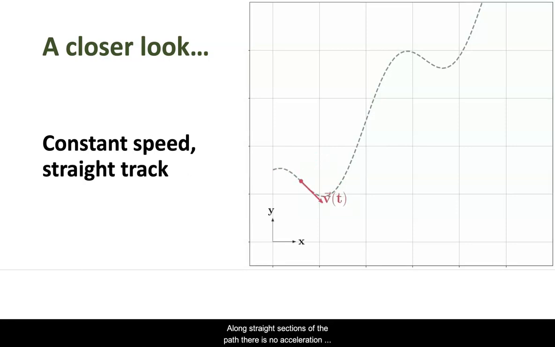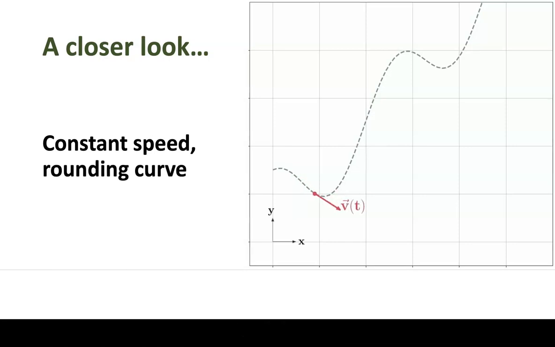Along straight sections of the path, there is no acceleration, since neither the velocity's magnitude nor direction are changing. But what happens when the car rounds the curve? The speed is not changing, but the direction definitely is. If velocity is changing, then there must be an acceleration. We can find the direction of the acceleration by looking at how the direction of the velocity vector changes.